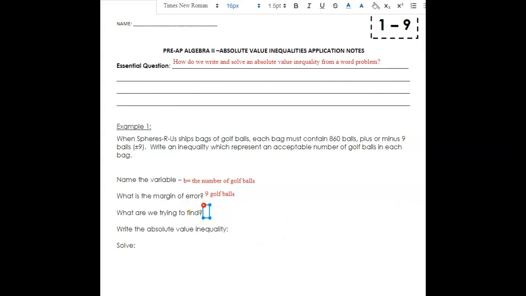Next, what are we trying to find? Well, the question said write an inequality which represents an acceptable number of golf balls in each bag. So we're trying to find the number of golf balls in each bag. Finally, we're supposed to write the absolute value inequality. Now, the absolute value inequality will have absolute value symbols, and it will also have inequality symbols.